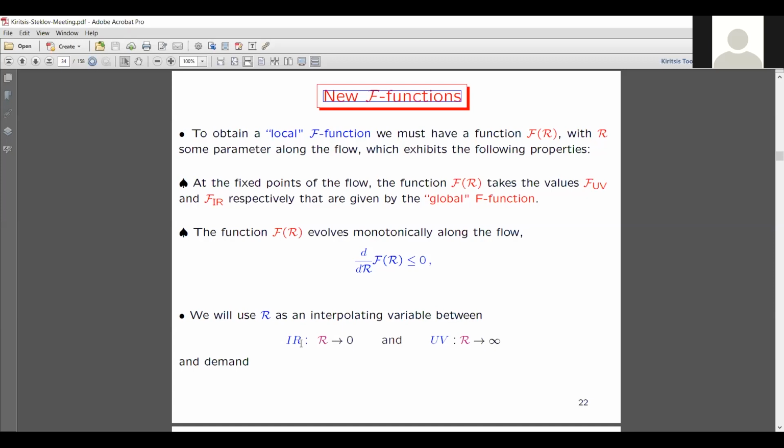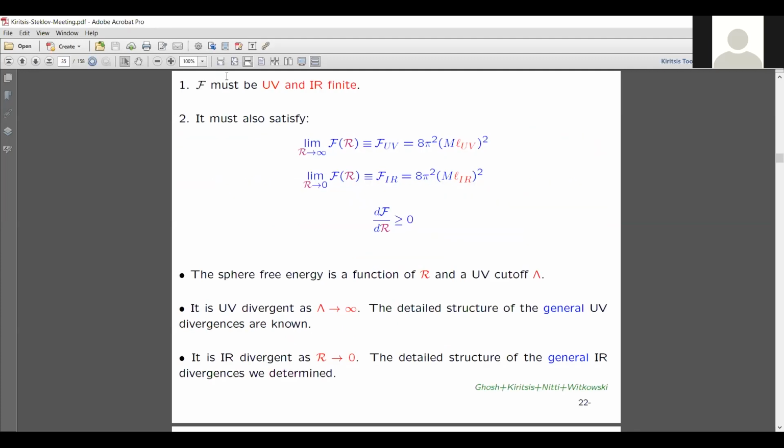Because when R goes to 0, I arrive in the infrared theory, and when R goes to infinity, I arrive in the ultraviolet theory. Moreover, at the fixed points of the flow, the function F(R) must take the values F_UV and F_IR, which are given by the global F function, which is the appropriately renormalized partition function on the sphere. And then this function has to be monotonic. If I achieve this, then I'm done. The crucial point, though, for this to happen is that I must have a partition function that is finite both in the ultraviolet and in the infrared. And the particular limits that it has to take in the ultraviolet and the infrared, which are the 2 fixed points, are the ones we know that in a holographic theory give us the normalized partition function for the CFTs, which are related essentially to the AdS scale in the UV and the IR CFT.